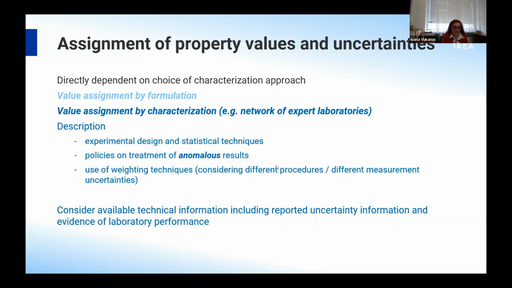Also, the policies of treatment of anomalous results, outliers, need to be stated and described in planning. In value assignment, we need to consider all available technical information, including reported uncertainty and evidence of laboratory performance.